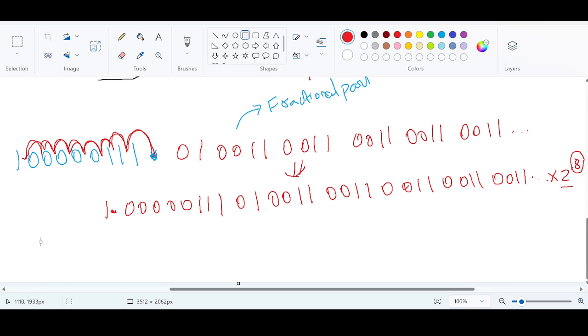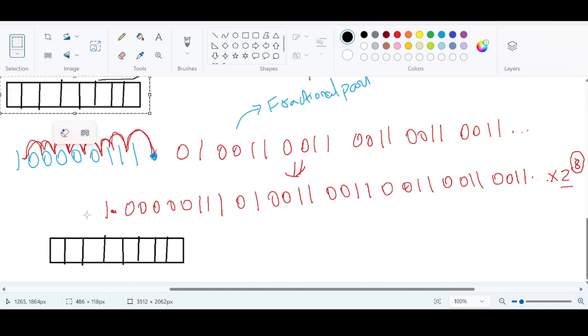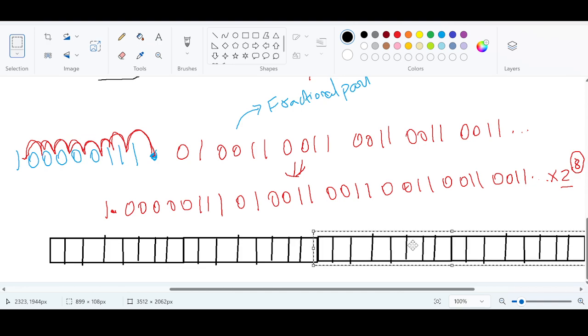So the float data type is of how many bits? 32 bits, a combination of 4 bytes, a collection of 4 bytes. So I want to take 32 bits here. Let me take it really quick. 1, 2, 3, 4, 5, 6, 7, 8, 16, 32 bits.